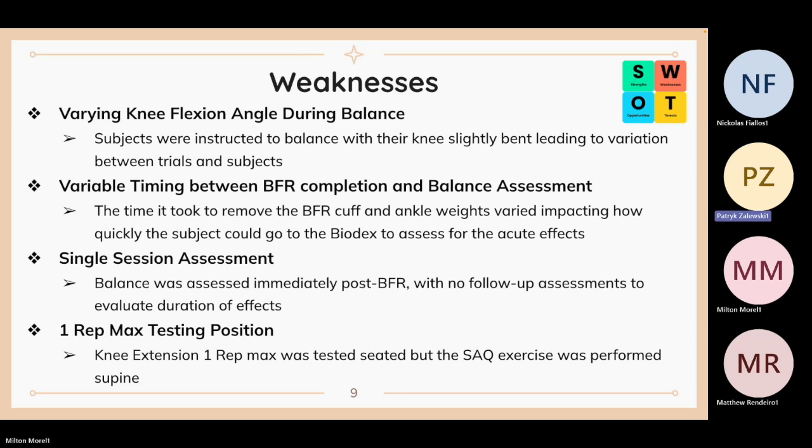And then also the last weakness that we noted was the 1 rep max testing position. So we wanted to test for a knee extension 1 rep max. However, when we were testing for it, we completed knee extension 1 rep max testing in the seated position with their hips and knees at 90. However, the exercise we performed was in supine and at a different knee flexion angle, so that could potentially alter their 1 rep max for that specific exercise.